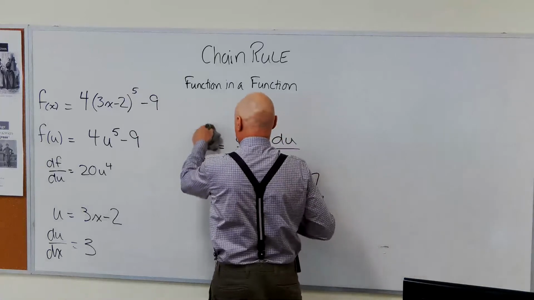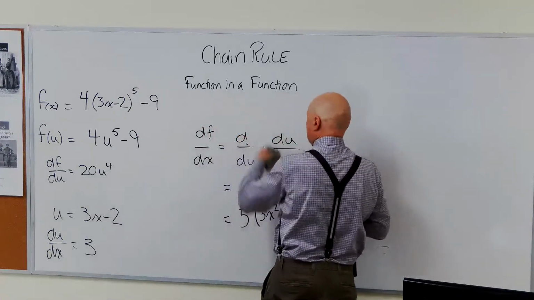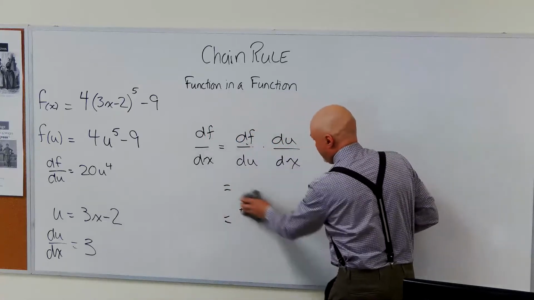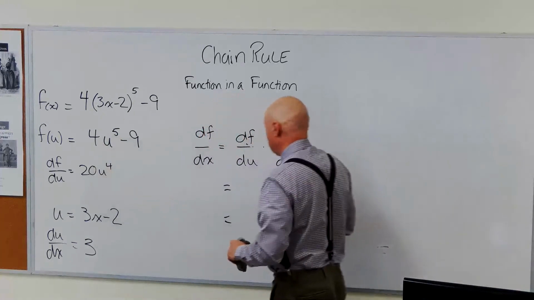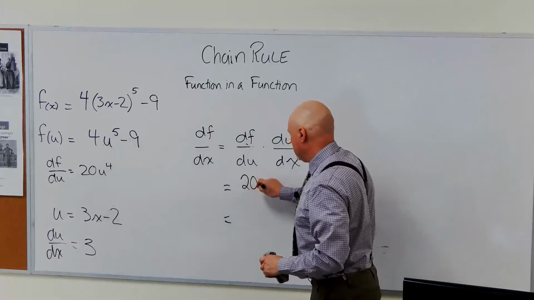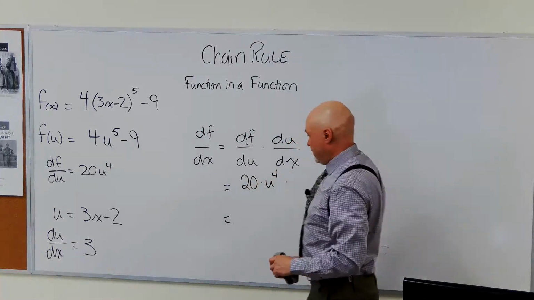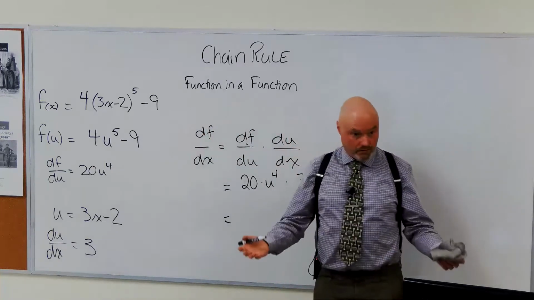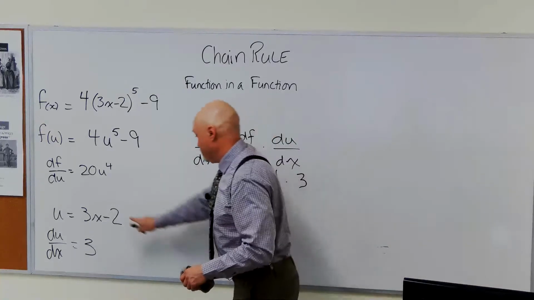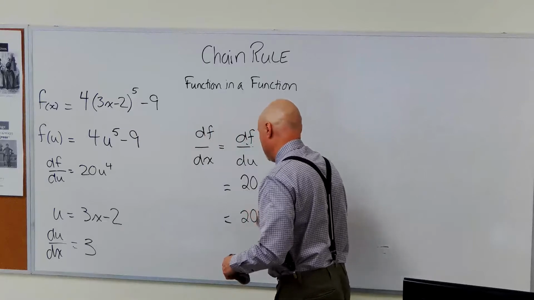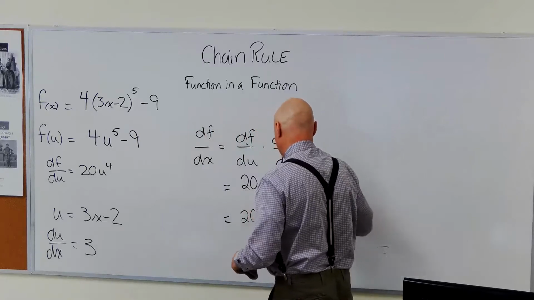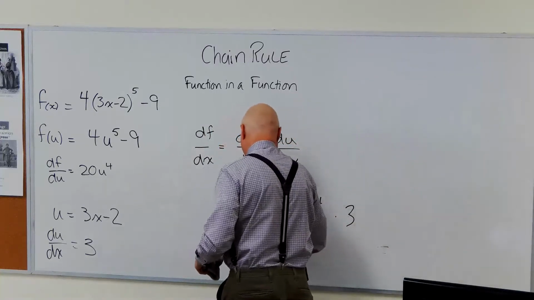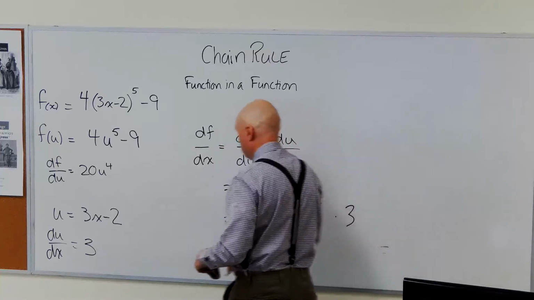All right, just change this notation around a little bit. df dx is going to be df du times du dx. And now that I've put my little stable of stuff over here, df du is 20 times u to the fourth. And I'm going to multiply that by du dx, which is just 3. Now I'm going to do my substitution back for u, because I know that u is 3x minus 2, so this becomes 20 times (3x minus 2) to the fourth, and then that is multiplied by 3, so it simplifies down to 60 (3x minus 2) to the exponent 4.